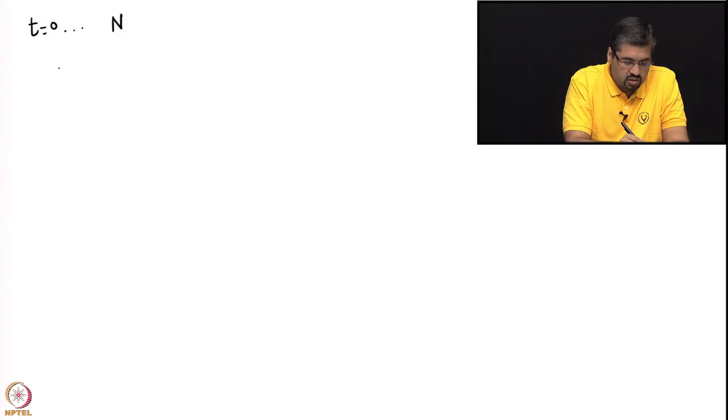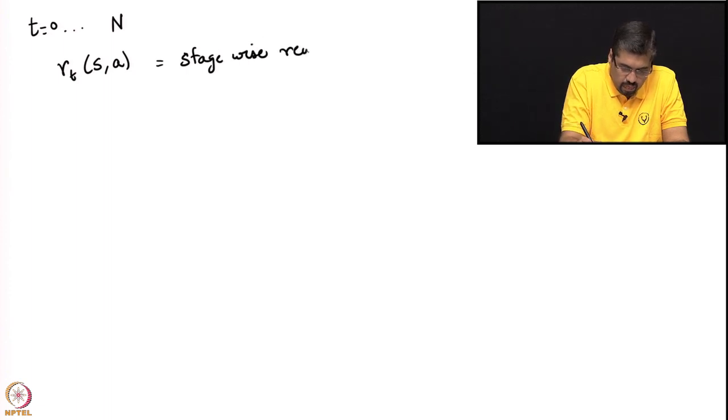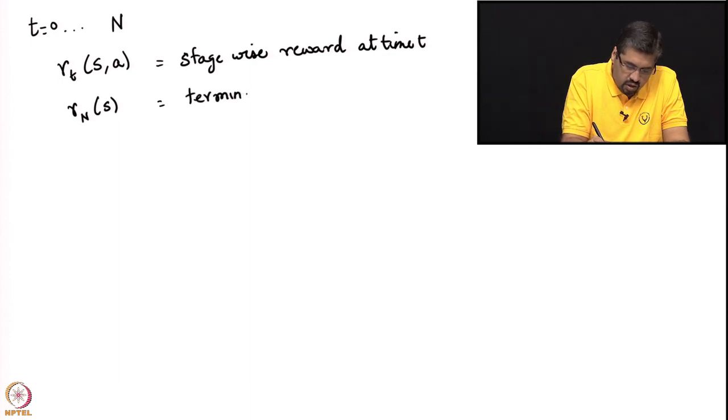We have rewards, like we have just seen, a stage-wise reward at each time. So this is your stage-wise reward at time t. We also have a terminal reward at time n, which is a function of the state in which you end up at the end of the time horizon.